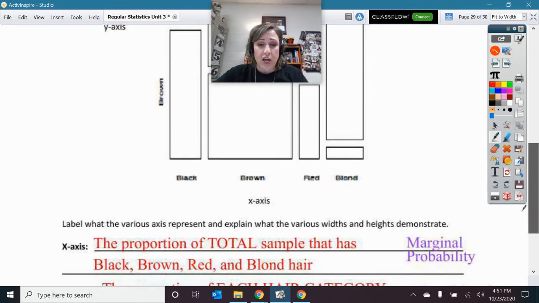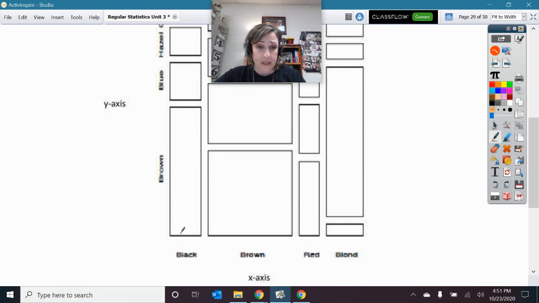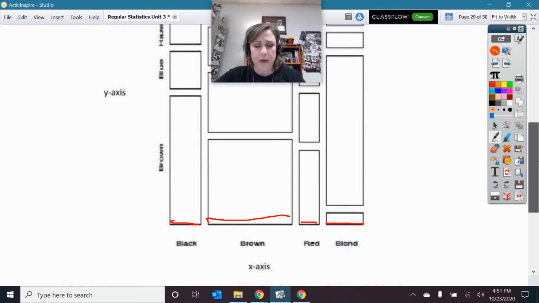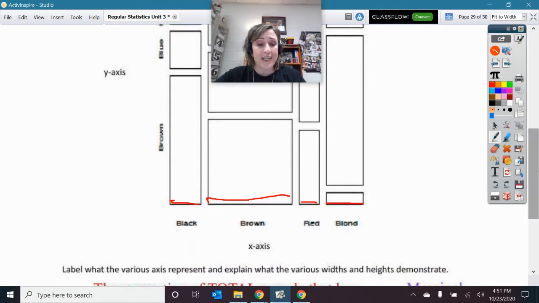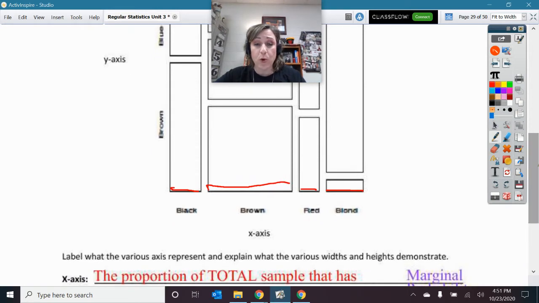Okay, so let's talk about what's happening on the x-axis. What I see here is these varying widths on the x-axis. So what is the x-axis? These things are telling me those varying widths, and I think that's the first question asked: label what the various axes represent and explain what the various widths and heights represent. Well, the x-axis is the proportion of all the subjects in this sample.